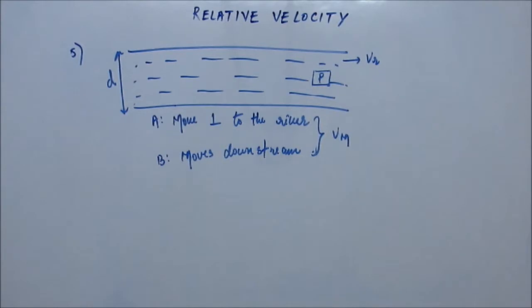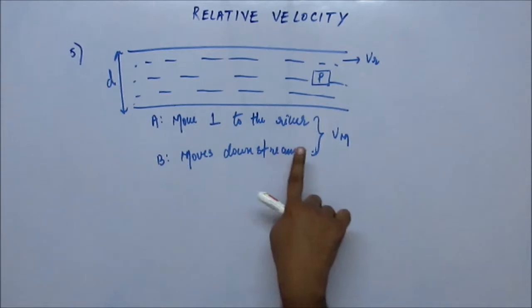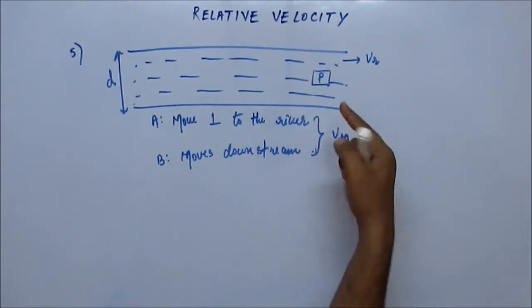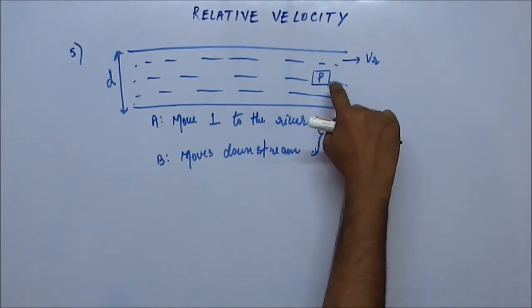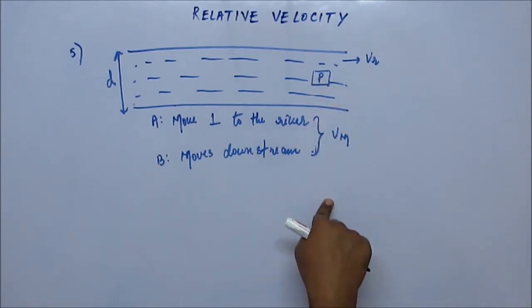Get your answer quickly. Okay, hoping that you have got an answer for this problem. Let's discuss this. Now it says that A moves perpendicular to the river from the point of view of P. Now in the reference frame of P, A is moving perpendicular to the river.